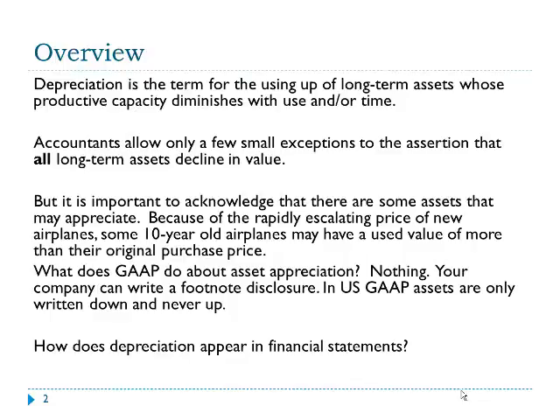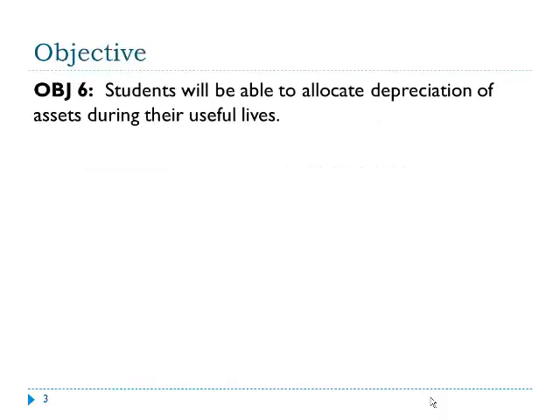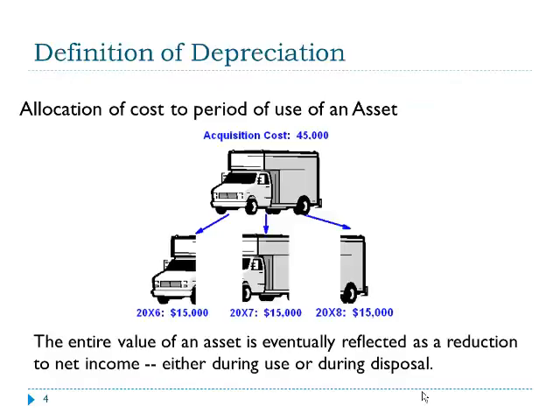How does depreciation appear in financial statements? Our objective here is that students will be able to allocate depreciation of assets during their useful lives at the end of this objective. Depreciation is the allocation of cost to period of use for an asset. The entire value of an asset is eventually reflected as a reduction to net income, either during use or during disposal.